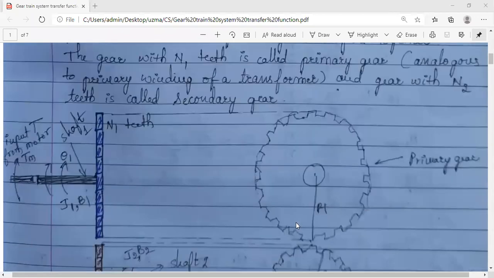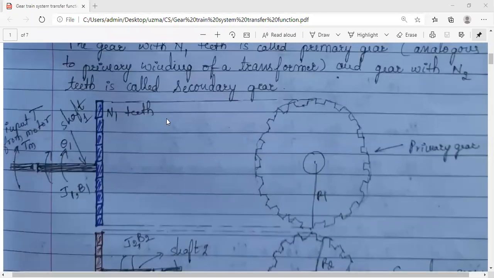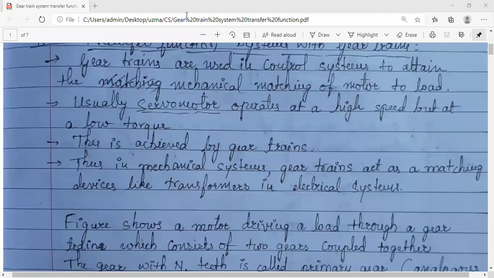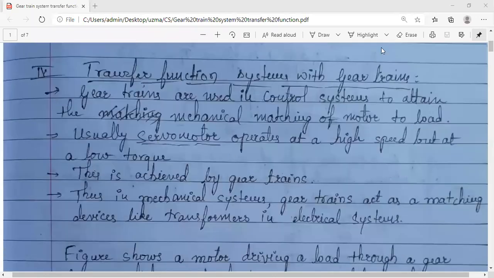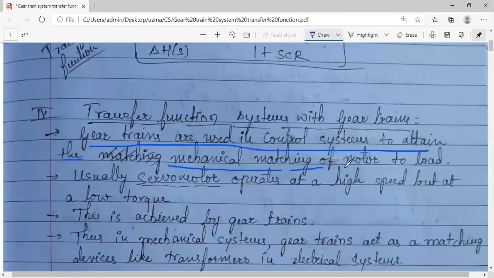You can see the figure here. This is the front view of a gear train system. You can see two wheels are connected. We call them gears. In mechanical language, we call them gears. Gear trains are used in control systems to attain mechanical matching of motor to load.